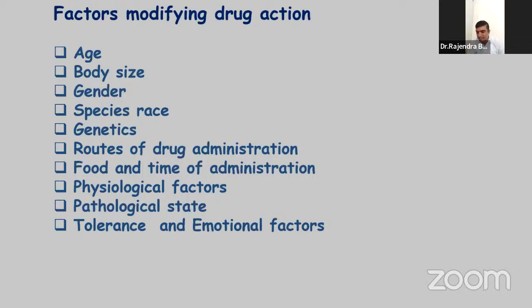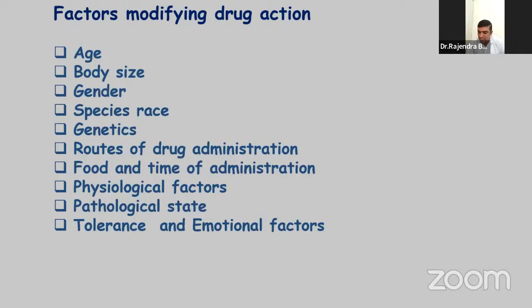Again, next part is body size. If you want to calculate the individual dose, again you have studied in the same topic, posology. How will you calculate the dose? By two ways. One is BSA in meter square divided by 1.7 into average adult dose. BSA is body surface area, divided by 1.7. If you calculate by body weight in kg, the individual dose is equal to body weight in kg divided by 70 into average adult dose.